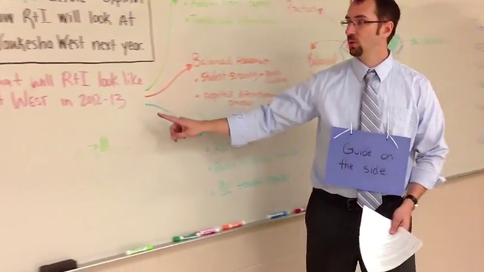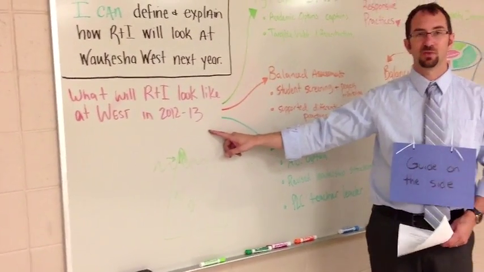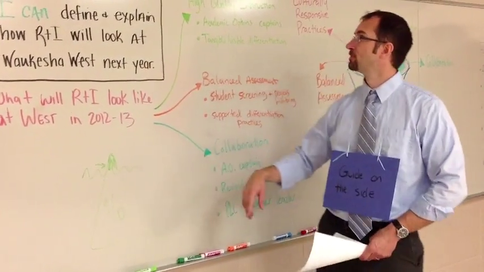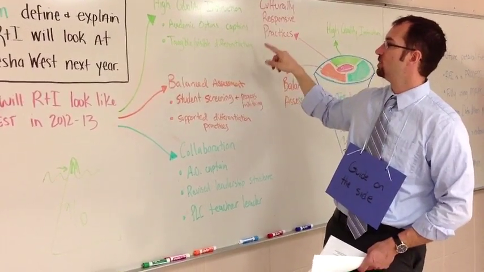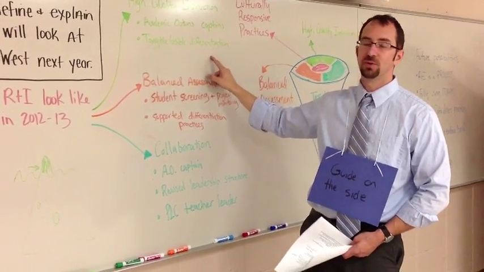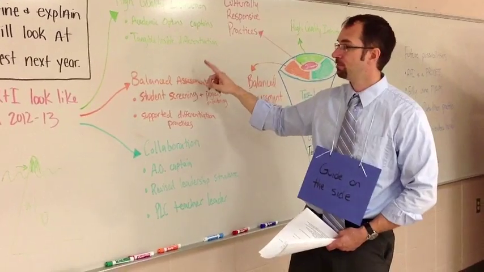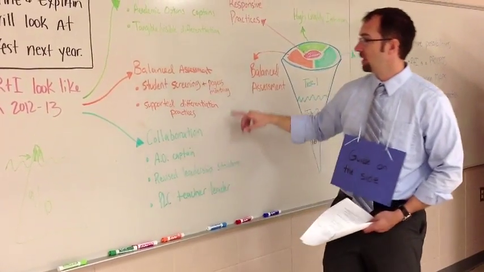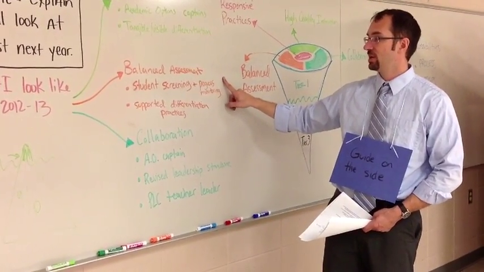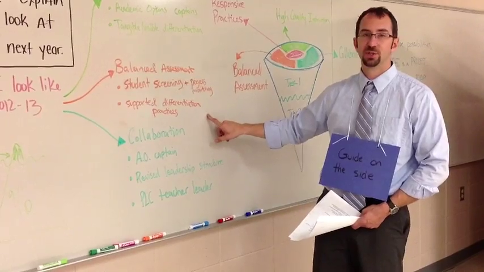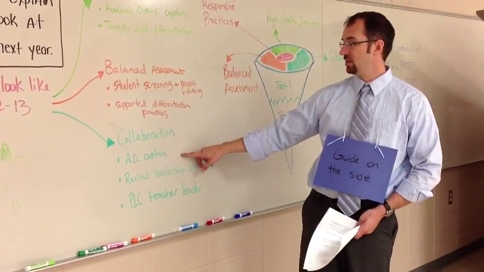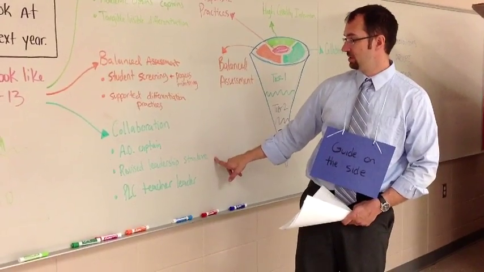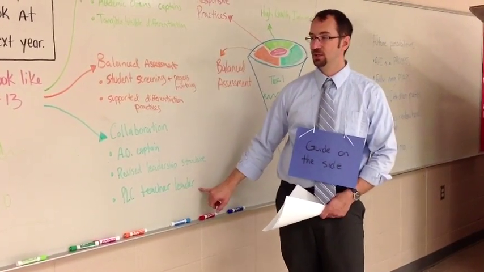We're going to shift over to what will RTI look like at West in 2012-2013. High quality instruction is going to cover academic options and we will be seeing tangible and visible differentiation in the classroom. Balanced assessment can look like student screening and progress monitoring, and supported differentiation practices. Collaboration. We'll have AO captains, there'll be a revised leadership structure, and there'll be a PLC teacher leader.